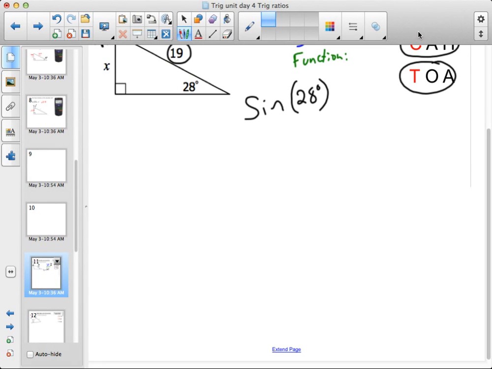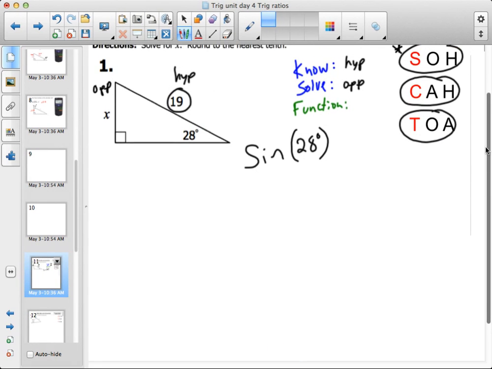So if we go 0.47, what I always advise you guys to do is put that over 1, and we're going to set that equal to the opposite side over the hypotenuse. Equals opposite, which in this case is x, over hypotenuse, which is 19. Then this looks like a proportion to me, which is what it really is. It's a ratio of opposite over hypotenuse, opposite over hypotenuse.